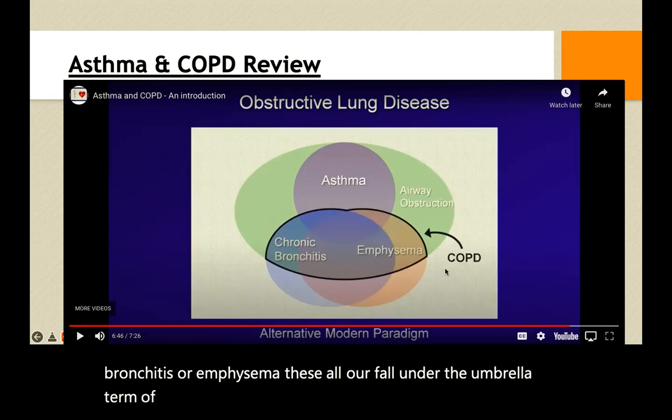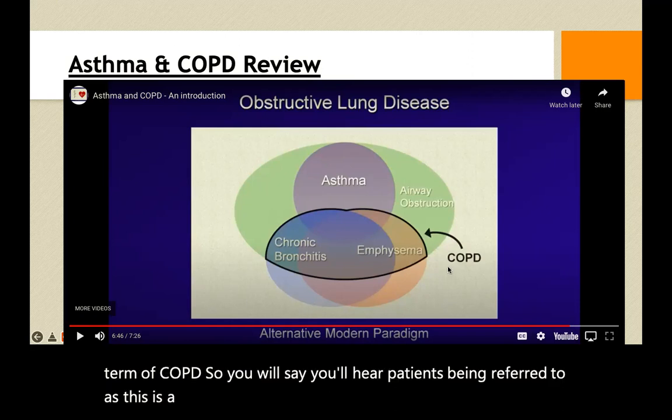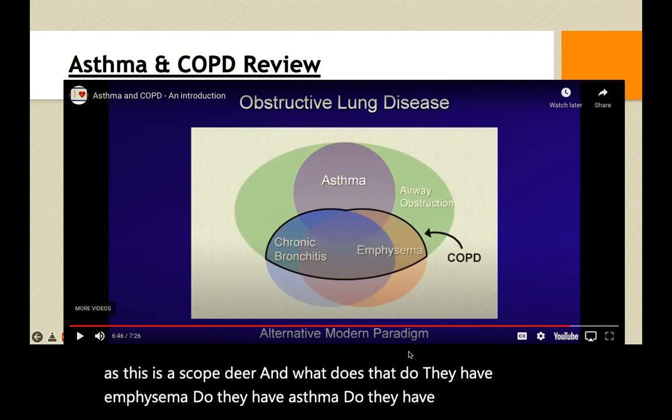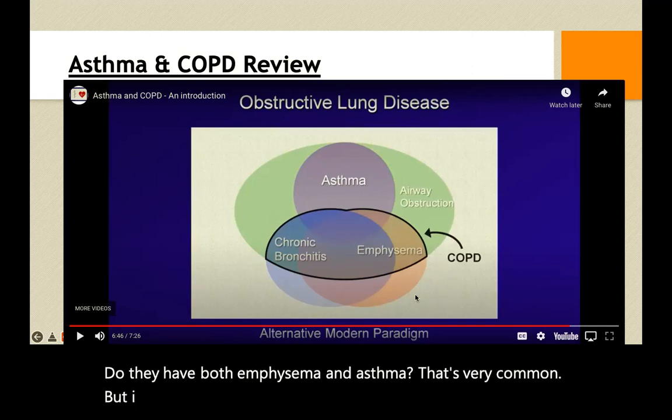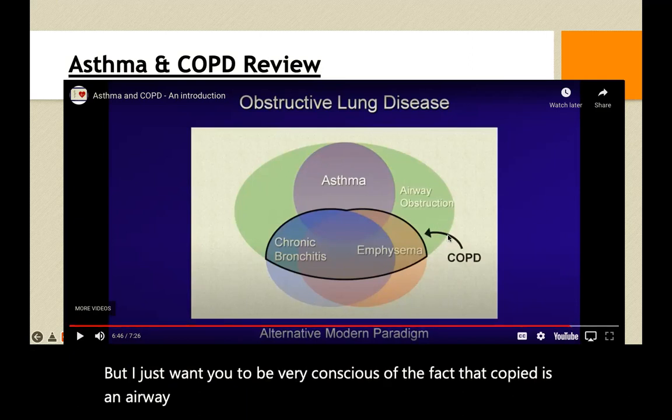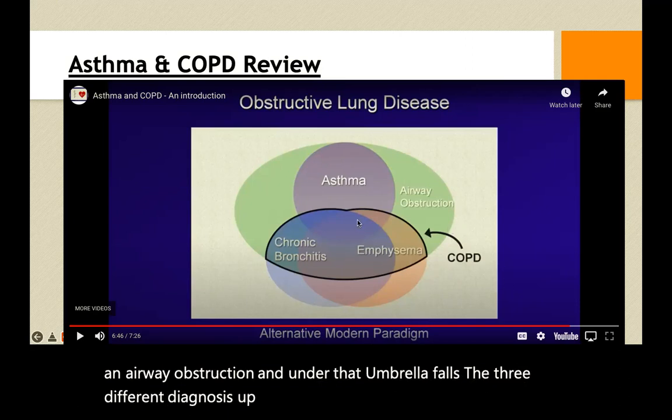You'll hear patients being referred to as, oh, this is a COPD. And what does that mean? Do they have emphysema? Do they have asthma? Do they have chronic bronchitis? Do they have both emphysema and asthma? That's very common. But I just want you to be very conscientious of the fact that COPD is an airway obstruction. And under that umbrella fall the three different diagnoses of emphysema, chronic bronchitis, and asthma.